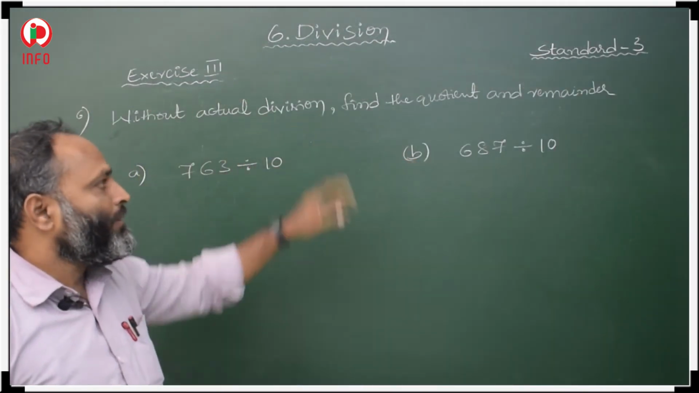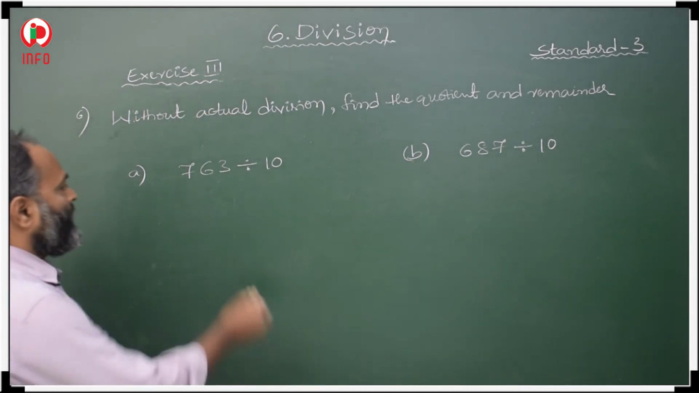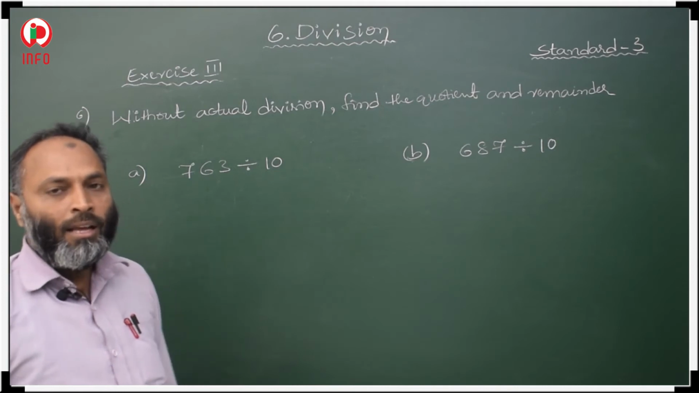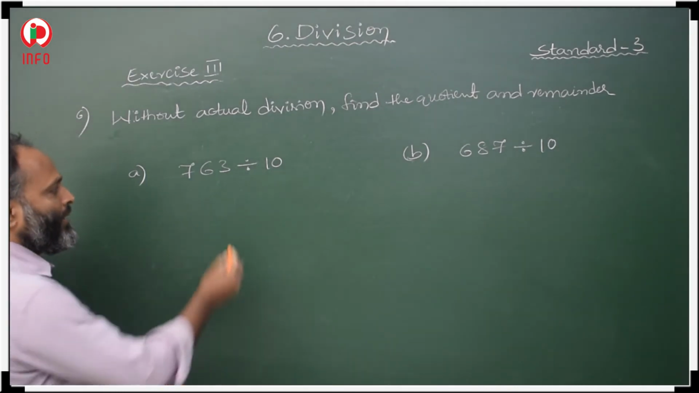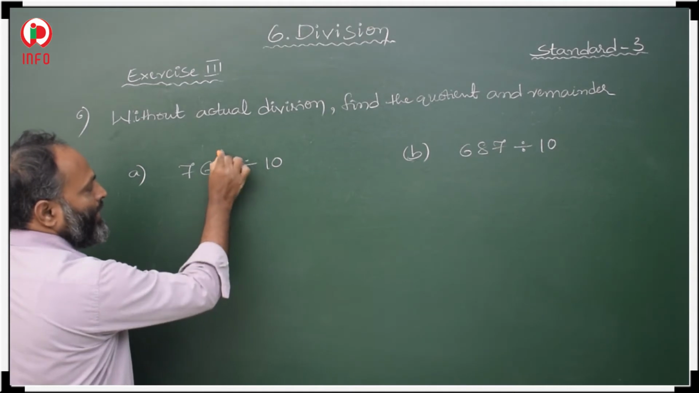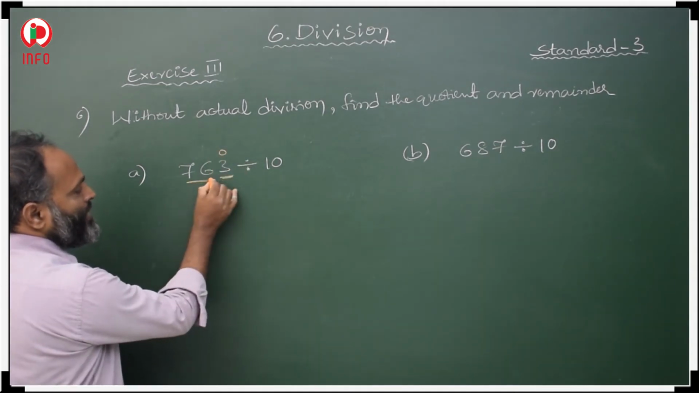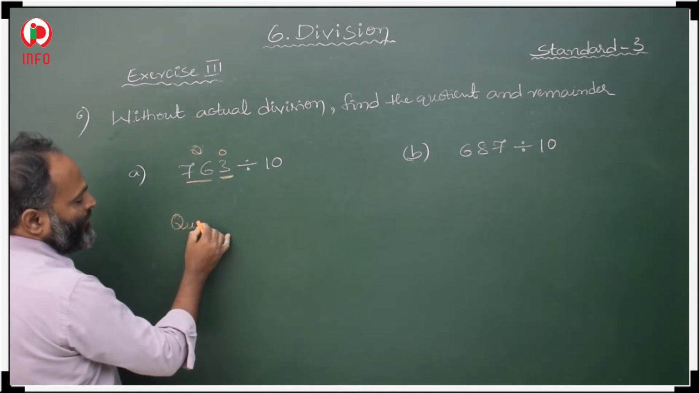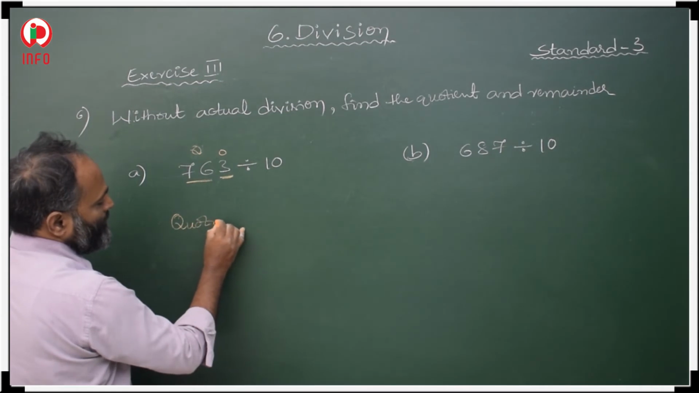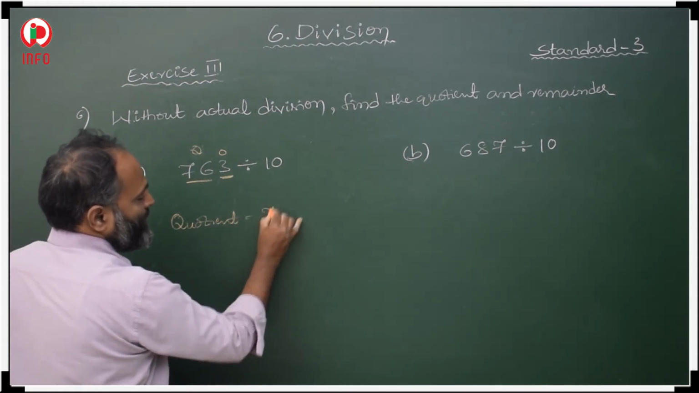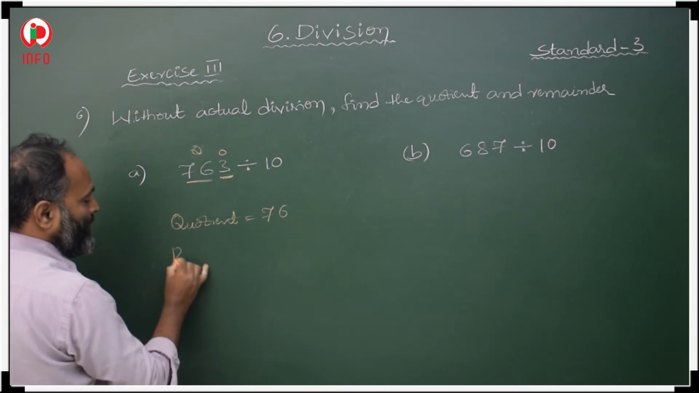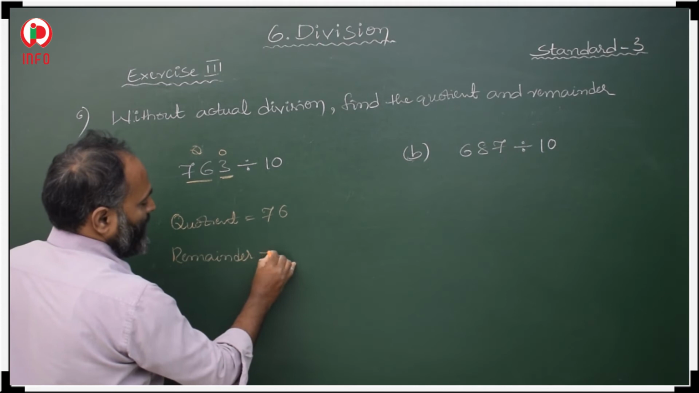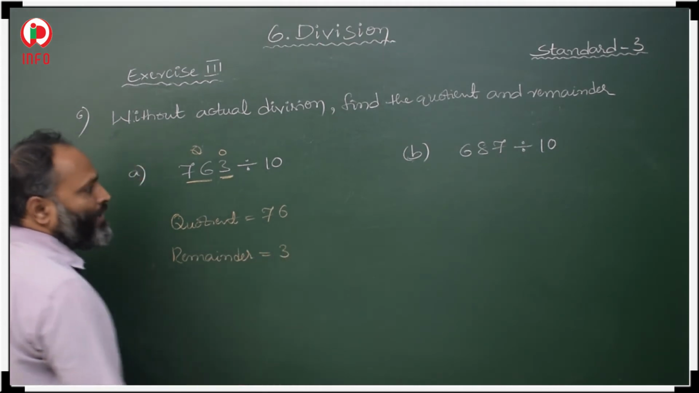Without actual division we have to find the quotient and remainder. Here the number given is 763, and we have to divide by 10. Whenever we divide by 10, the last place, the ones place, is our remainder and the rest of the places are our quotient. So without actual division, what is our quotient? Quotient is 76 and our remainder is 3.